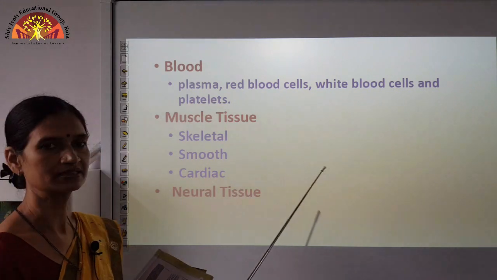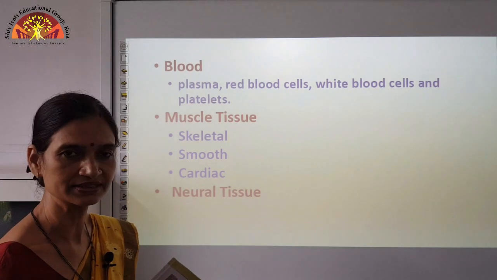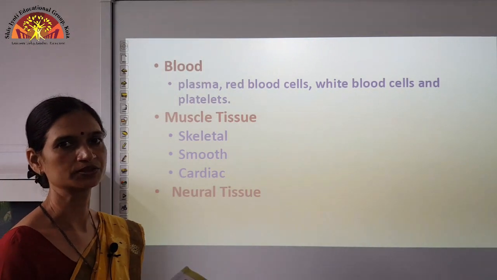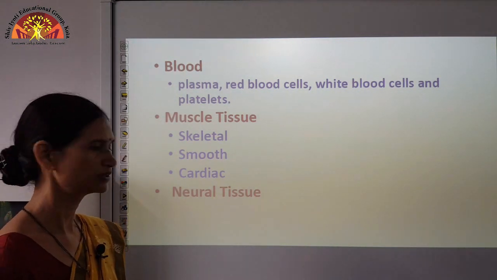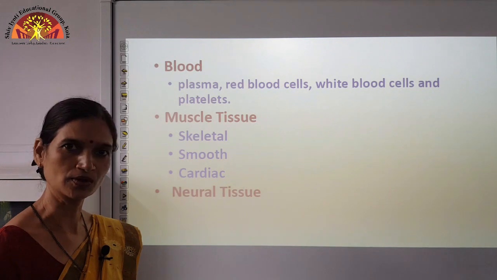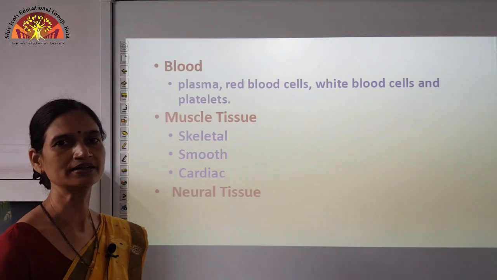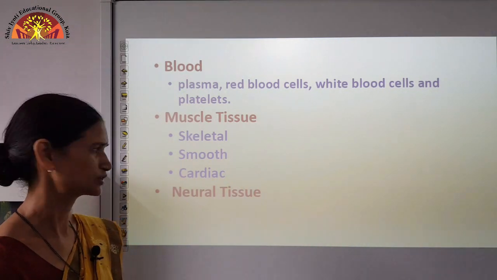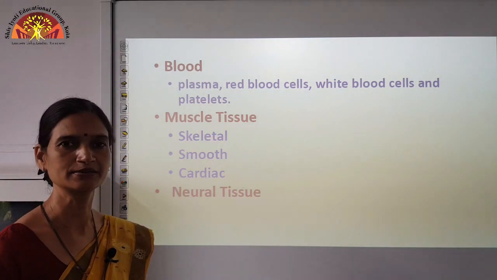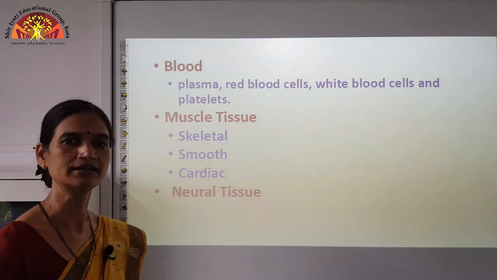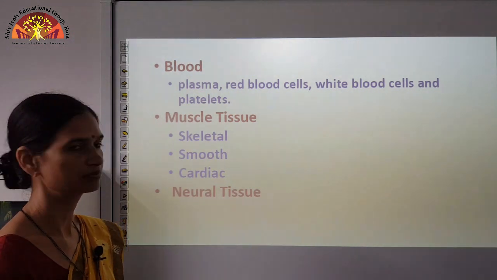Then cardiac muscles are exclusively present in the heart, which are also not under our control. And the last tissue is neural tissue, that is the neuron, जिसका functional part क्या है, neuron, that is nervous tissue which is made up of neuron. कहाँ मिलेगा ये हमें? In the brain, spinal cord and nerves में ये tissue मिलता है.